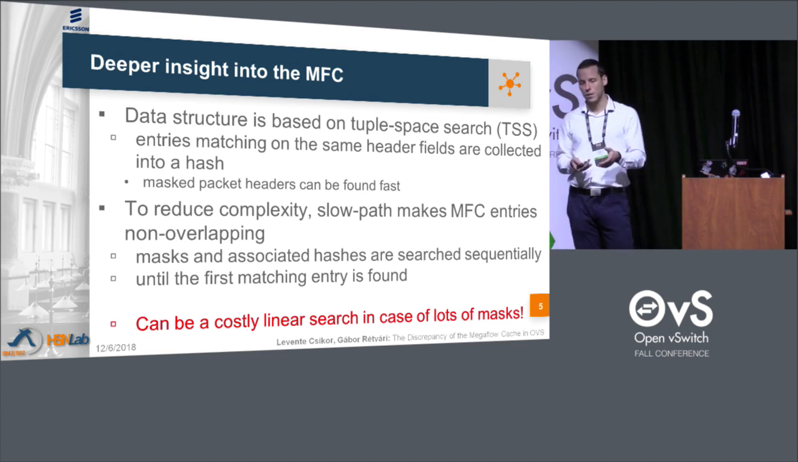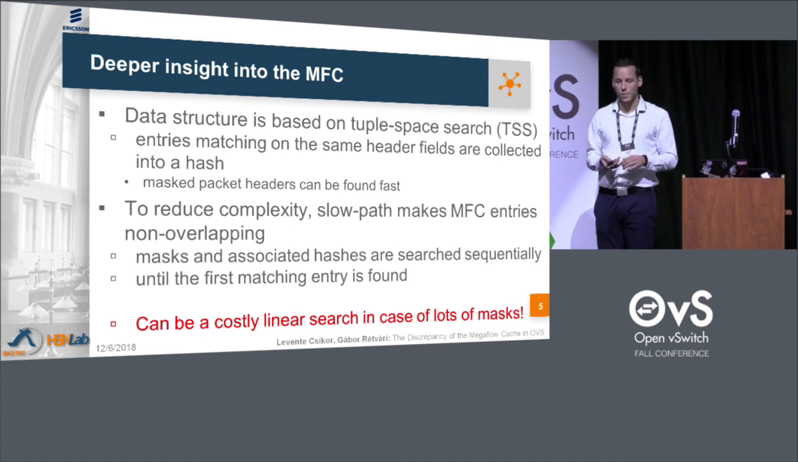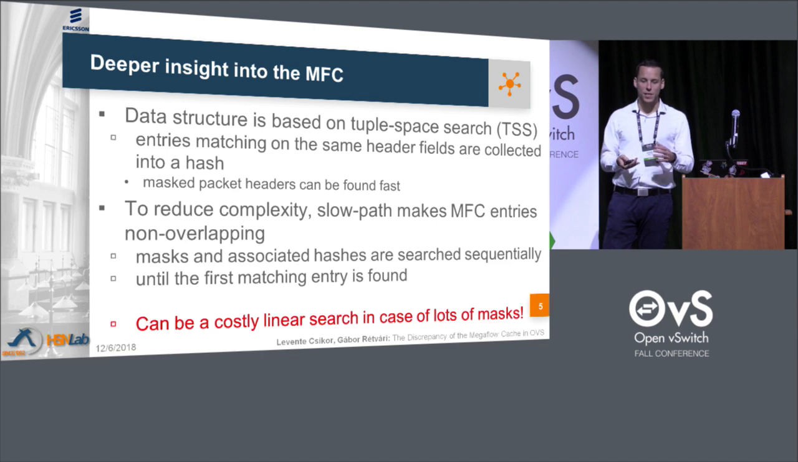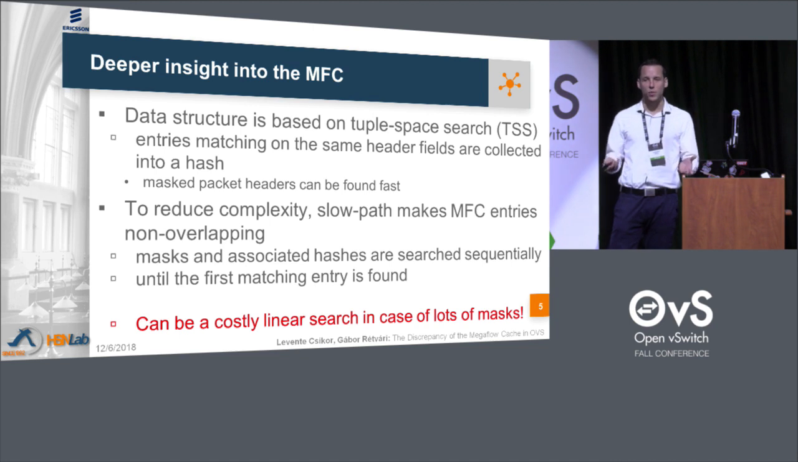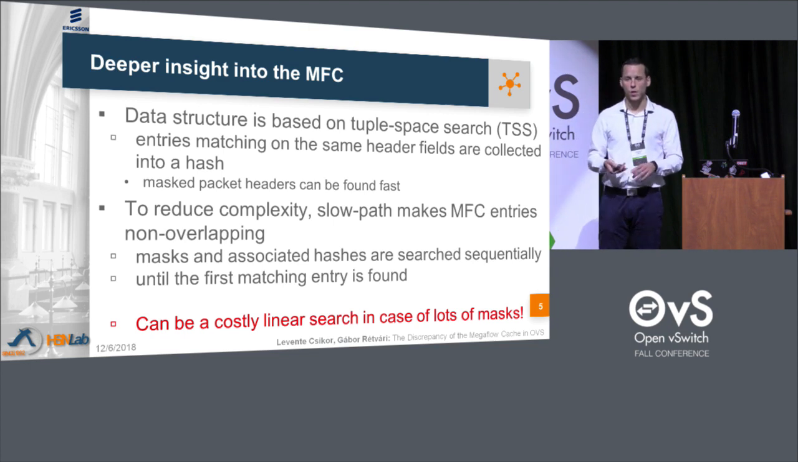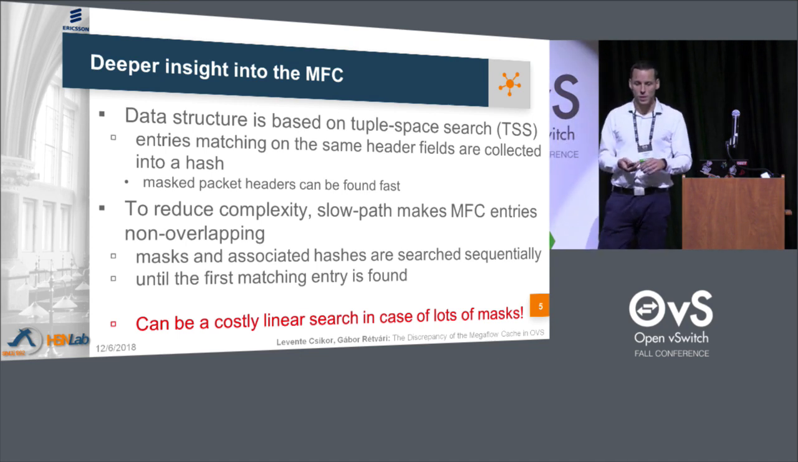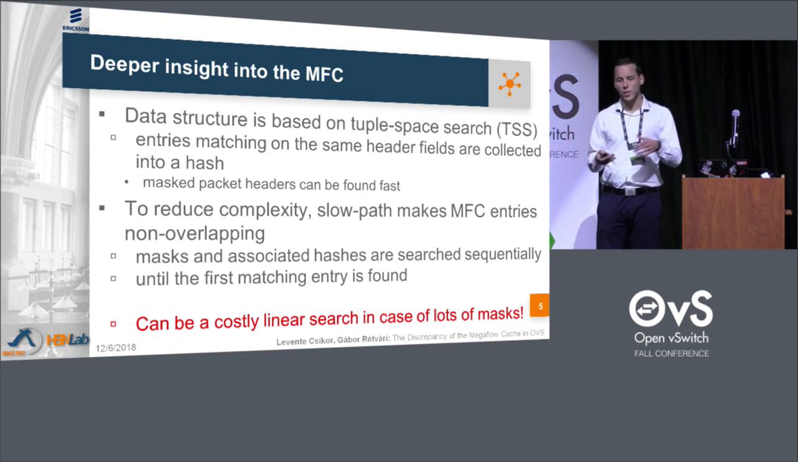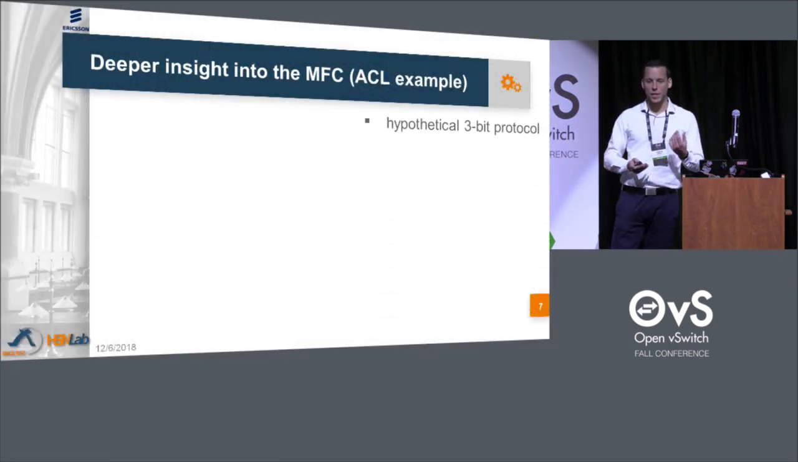And to reduce the complexity, the vSwitch daemon, or in other terms, the slow path, ensures that all the entries in the Megaflow cache will be non-overlapping, which means that the masks and the associated hashes can be searched sequentially. And since they are non-overlapping, once we find a matching entry, we can decide whether to send the packet to an output port or just drop it, but we don't need to search the whole problem space. Of course, since it's a linear search, it can be costly if we have a lot of masks in this Megaflow cache.